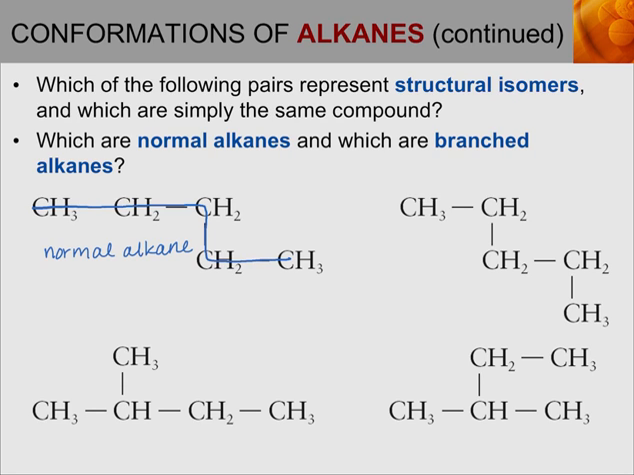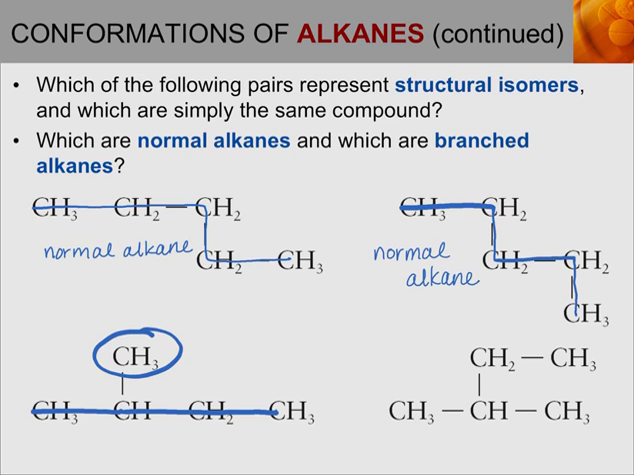Let's look at the one next to that on the right. Let's see if I can draw a line through all of the carbons. Yep, so that is a normal alkane. And now let's move to the bottom left. Oh, now there's a fork in the road. I could either go up or to the right. So I'm going to keep going to the right, but that means that we do have a branch that I couldn't quite cover. So this would be a branched alkane.